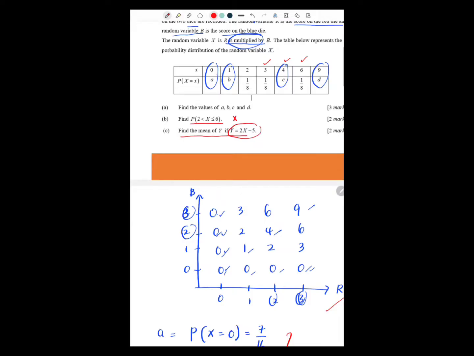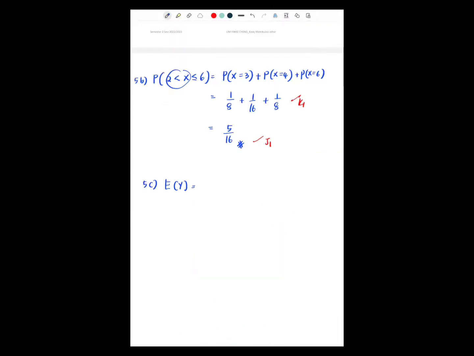The formula for mean, we need to multiply each x with probability and then sum all, summation all. Okay. So EY, Y is given 2x minus 5. So for expectation, we move 2 to outside of, in front of E. So that will be 2EX minus E5 will be minus the constant itself. Alright, minus 5.